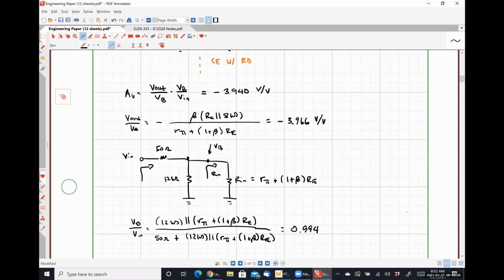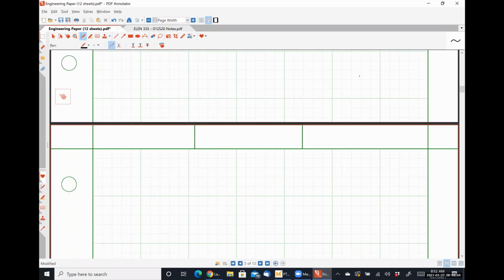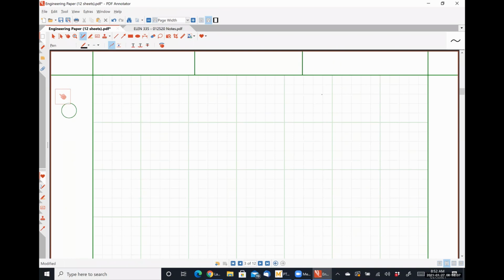All right, we have about 20 minutes left. So let's jump in very briefly and talk about the common base amplifier.